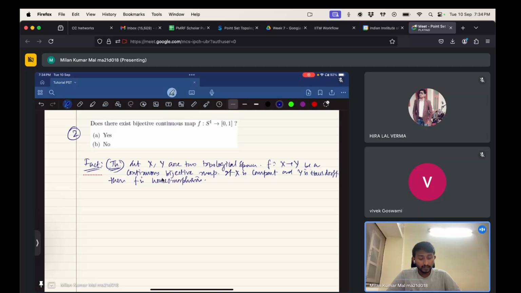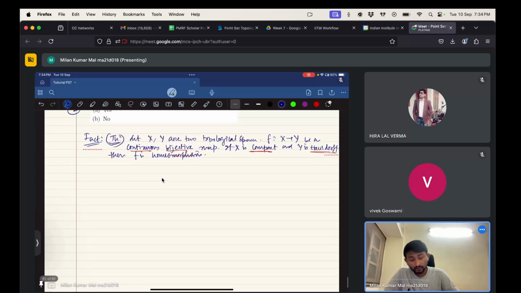So here what is given is that F is continuous and bijective. So the inverse exists, but we only need to prove that the inverse is continuous. For this, we assume that X is compact, and second, that Y is Hausdorff. Both of them are needed. We can't drop even one of them. So this is the fact.